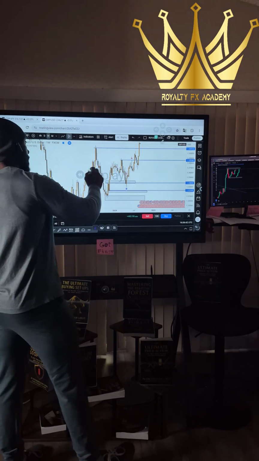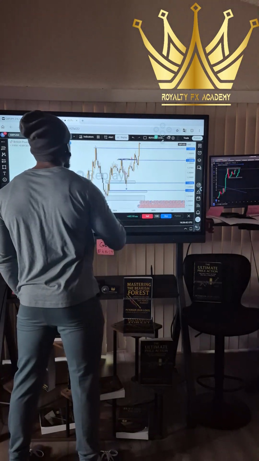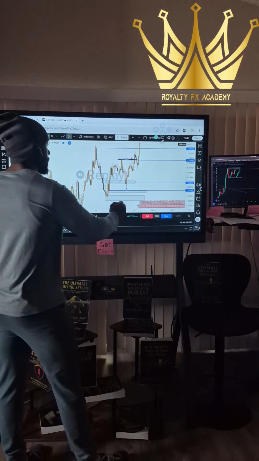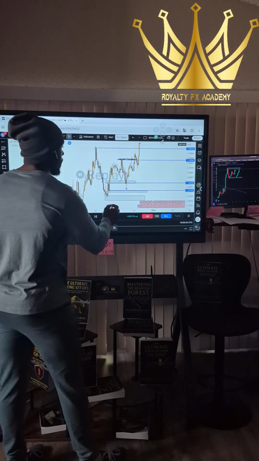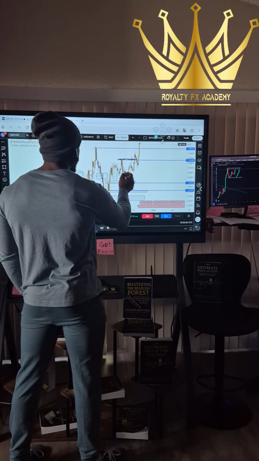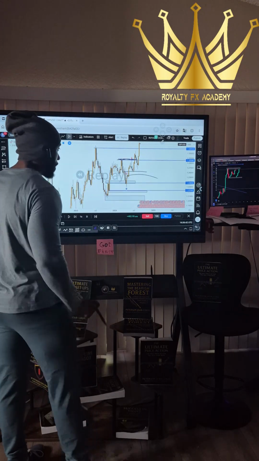Why am I saying that? This becomes a double top, right? Because it went to the same structure point. It hit it with a wick, came back down. Where's the next structural points? We have to respect every turnaround point for what it is, right?